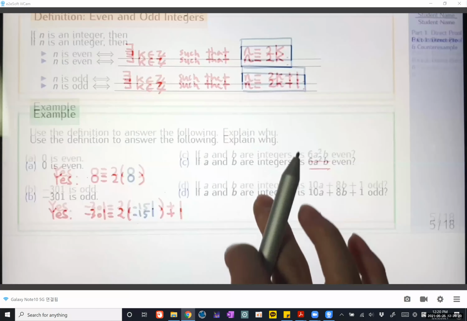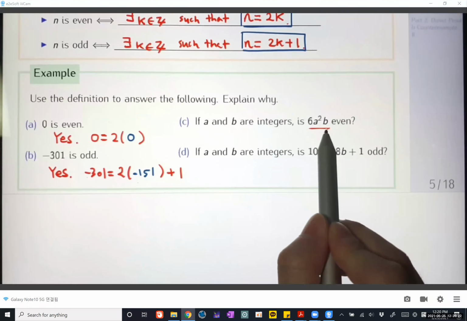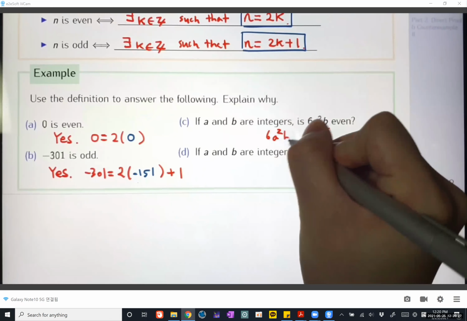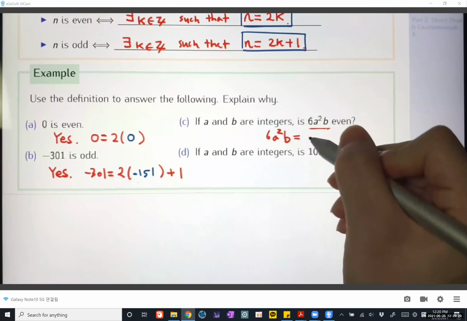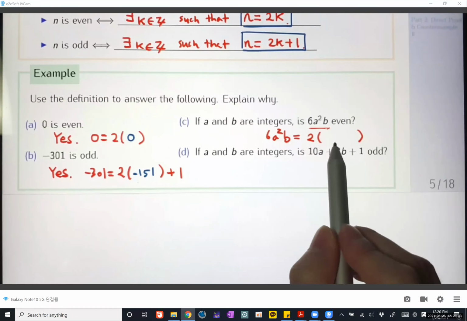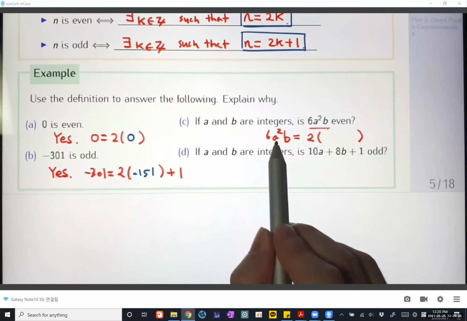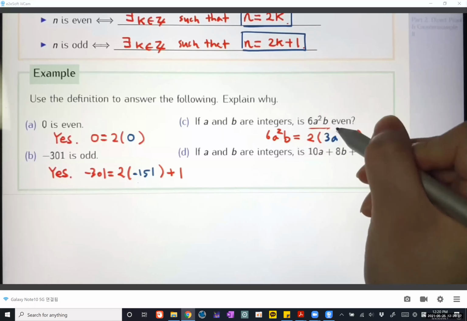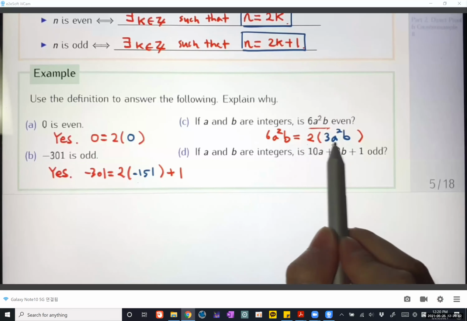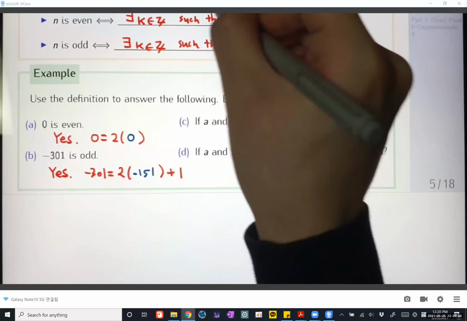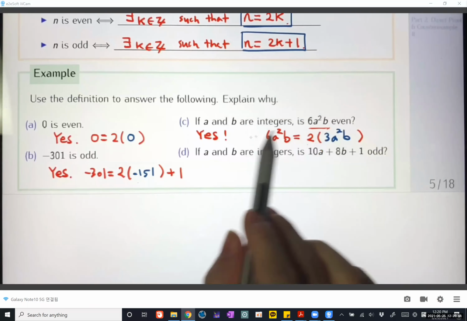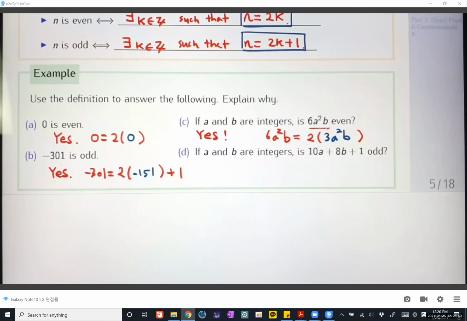So here, look at this. 6 times a squared b can be rewritten as 2 times, in brackets, what is the leftover here? The leftover is 3 times a squared b. Do you agree? 3 times a squared b, like this. Since 2 times some integer is even, we can conclude that this is yes. 6 times a squared b is an even integer.